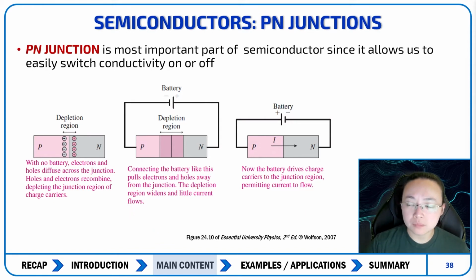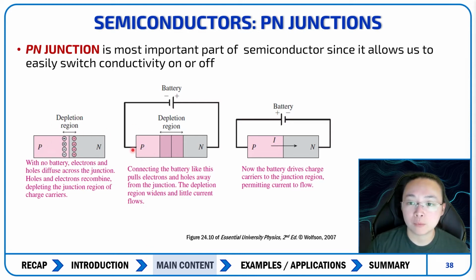So at first, with no battery, the electrons and holes are going to diffuse across the junction. So they're going to recombine. So let's just start. With no battery, the electrons and the holes are going to diffuse across your junction and recombine, depleting the area of charge carriers and making it a poor conductor. So that area will not be a good conducting region.